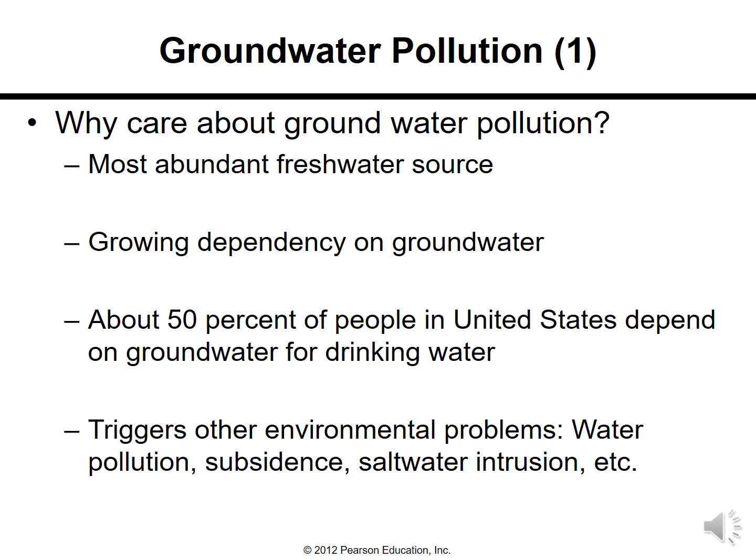Most abundant fresh water sources come from groundwater. There is growing dependency on groundwater because we are running out of surface resources, and we dig into the ground looking for water even within the ground. About 50% of people in the United States depend on groundwater for drinking water. So this is a big reason that we should care about groundwater pollution. This triggers other environmental problems: water pollution, subsidence, saltwater intrusion. So this is why we need to pay attention to groundwater pollution.